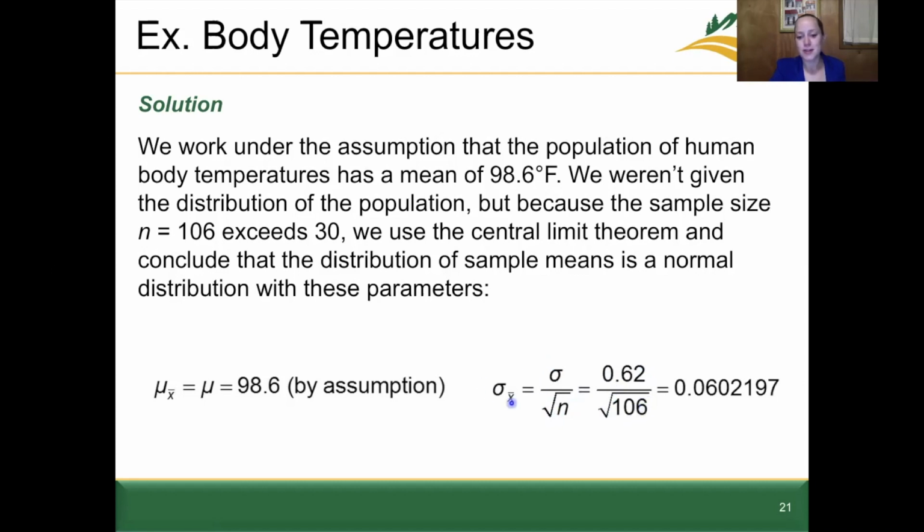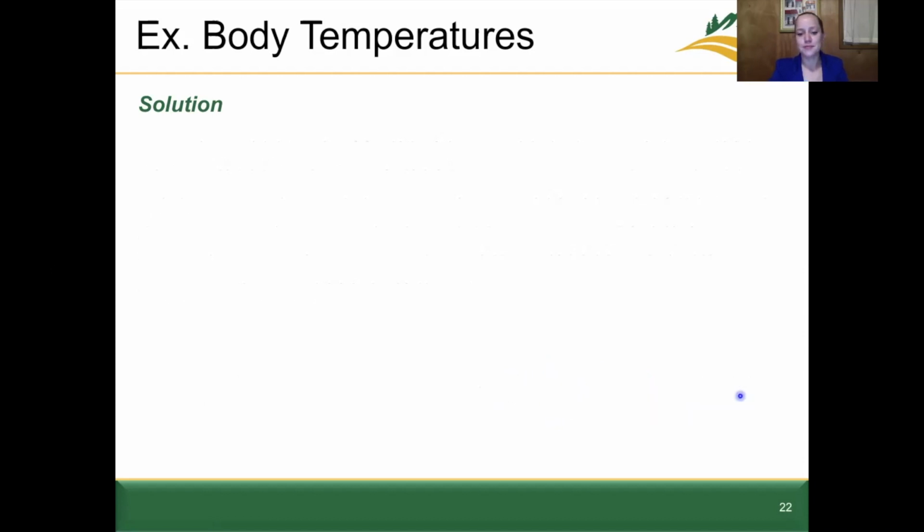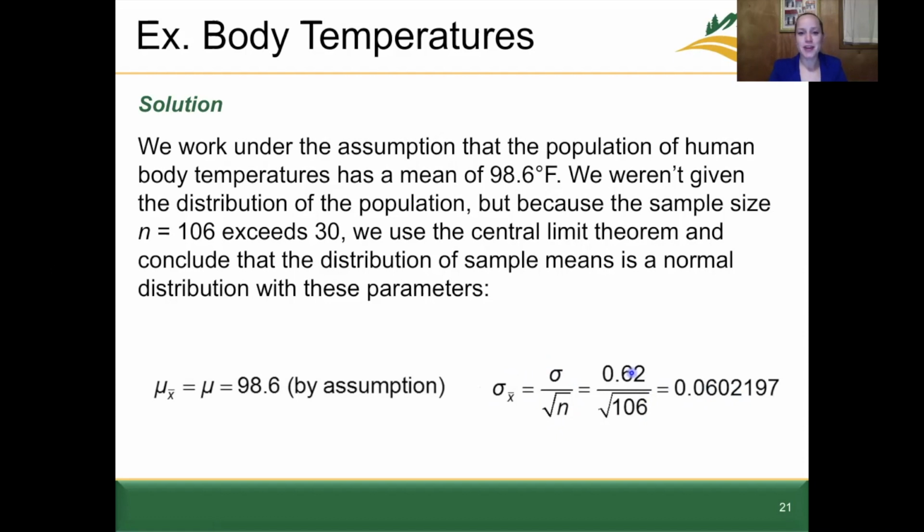Then here we get our new standard deviation value we'll work with as 0.0602197. Again, to clarify, we check those requirements. Does it either have a sample size greater than 30, or are we working with a normal distribution? Because one of those requirements checks out, we can use the central limit theorem. Then one of the first things we should do is figure out our mean value and our standard deviation value.